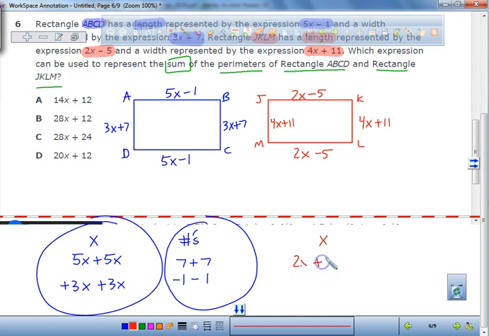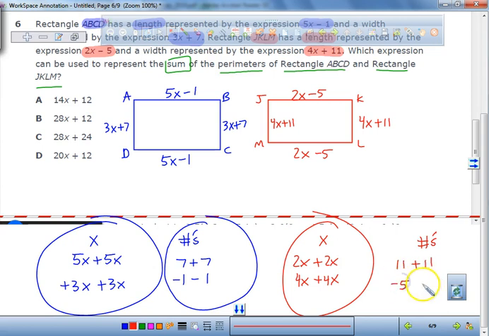2x and 2x, right? And you're right. And then what? 4x and 4x. What do we have to get? All of those together. And what numbers are we combining? The numbers are 11 and negative 5. 11 and 11 and negative 5, and we got to get all of those together.